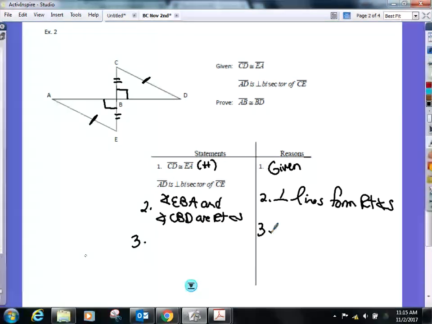Next up, Mike. Choose someone? Yep. Will. CB is congruent to BE. Why, Will? Yep. Or perpendicular bisector, I'd accept that.